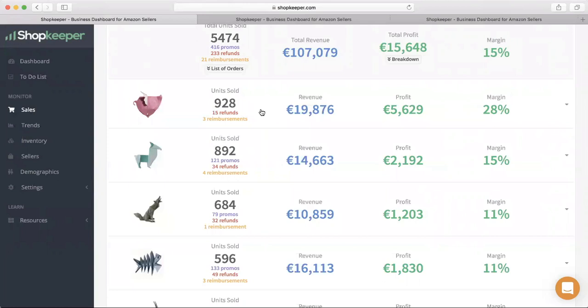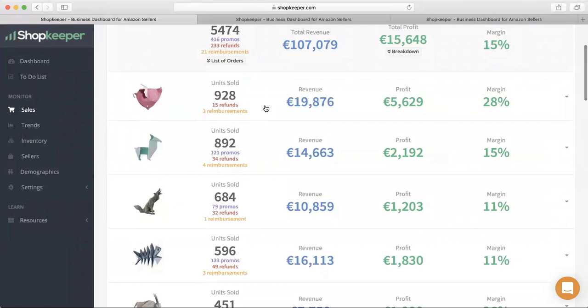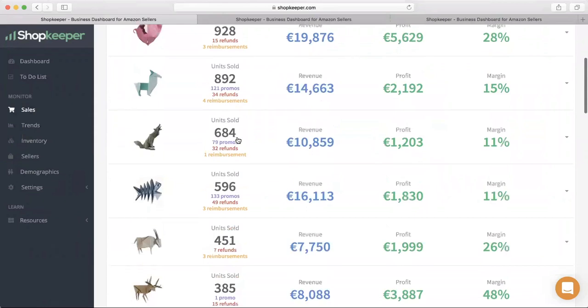So you as a seller have to keep an eye on refund rates and try to help your products, so you have to work on it to reduce the refund rates. So in Shopkeeper, you can figure out exactly which items are performing badly. So let's say out of 920, 92 would be 10%, right? So this is only 15, so it's doing good. This one, 32 out of 684, is okay.